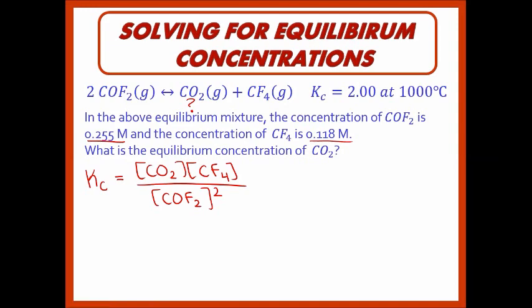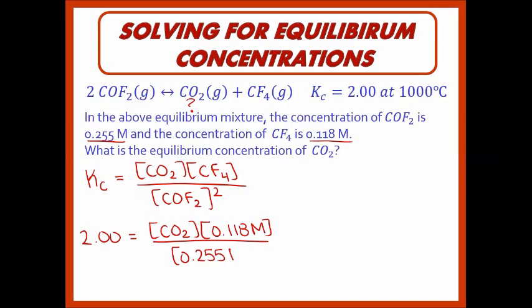So plugging in the information we know, the Kc value for this reaction temperature, which happens to be 1000 degrees Celsius, is 2.00. That's going to be equal to the concentration of CO2, which is what we're trying to figure out, times the concentration of CF4, which is given to us as 0.118 molarity, over the concentration of COF2, which is 0.255 molarity, squared.